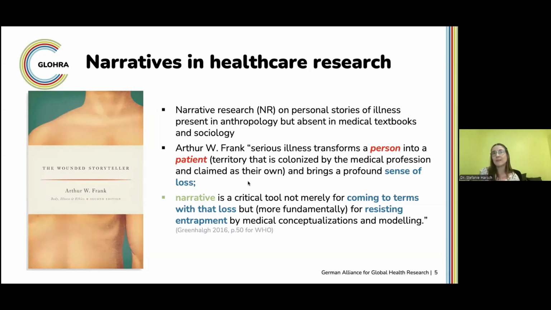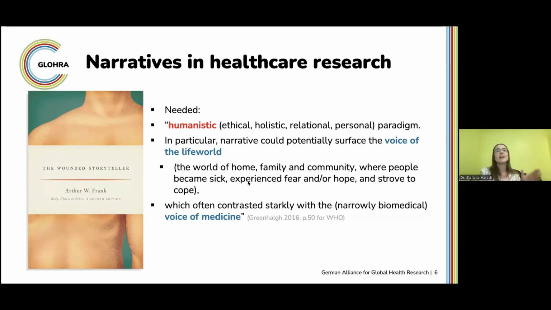And he described that serious illness transforms a person into a patient, which was described as the territory that is colonized by the medical profession and claimed as their own. And it brings a profound sense of loss to the patient. Narrative is a critical tool not merely for coming to terms with that loss, but more fundamentally for resisting entrapment by medical conceptualization and modeling. So he says narratives can have an empowerment approach and resisting.